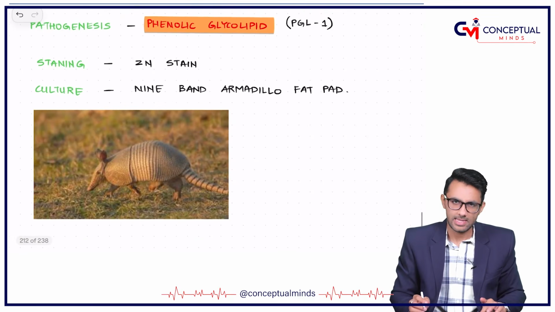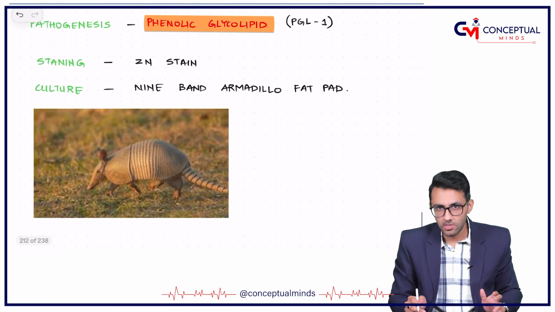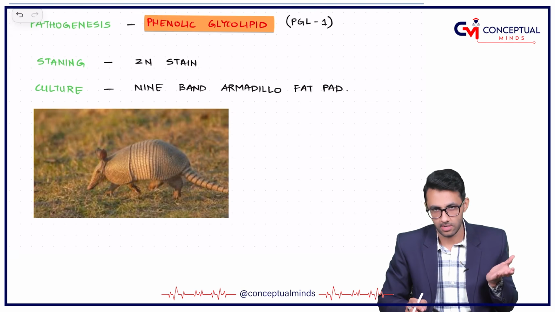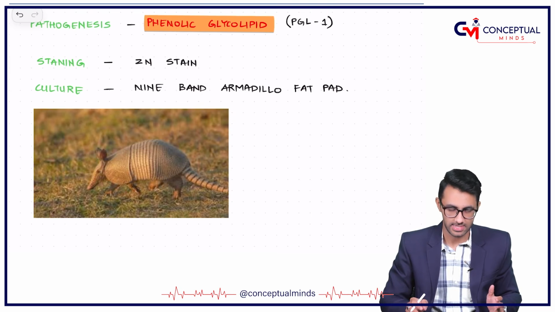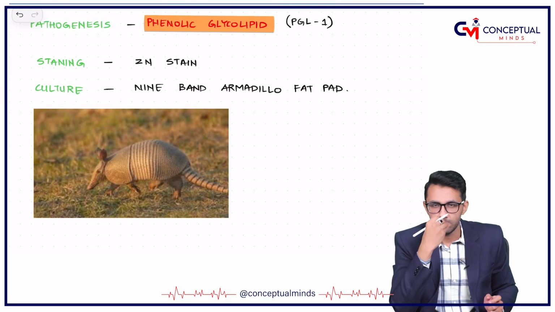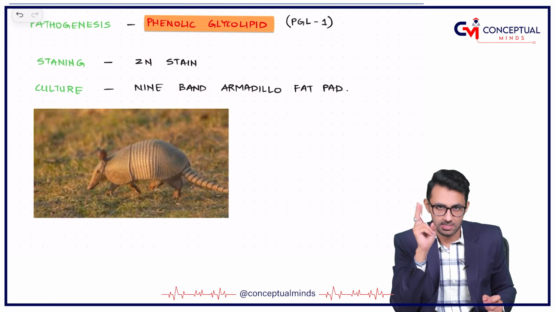Is it easy to grow? No. What do we use? We use the foot pad of the 9-banded armadillo. Stain: Ziehl-Neelsen stain we use. So tell me, in the AFB stain, what does fragmented mean? Dead or alive? It means dead, right? Fine. What are the two indexes? Bacterial index and morphological index.